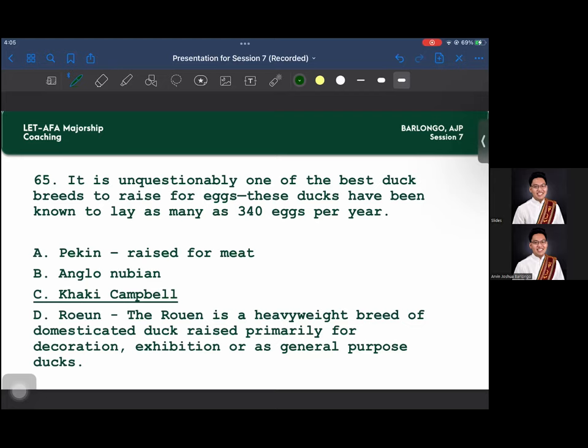Yung Rouyn naman, Rouyn is a heavyweight breed of domesticated duck which is raised primarily for decoration, exhibition, or as general purpose ducks. So it's for decoration, exhibition. More specifically, this is a breed na for aesthetic purposes, recreational dito. Decorative purpose.